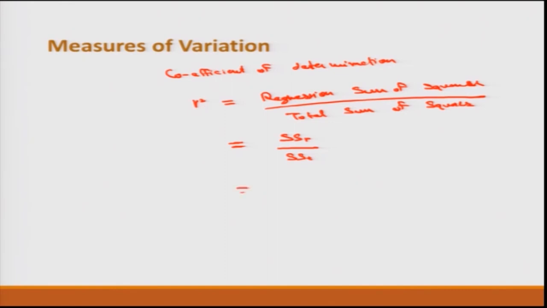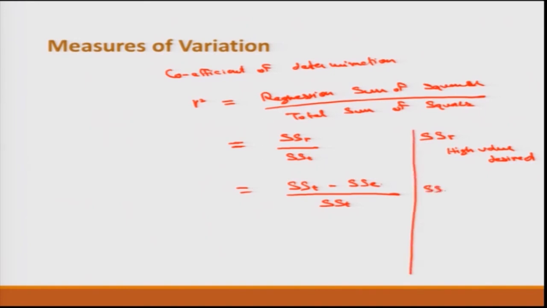And obviously this regression sum of squares is equal to total sum of squares minus error sum of squares, divided by SS total, which implies the lower value of error sum of squares would lead to higher value of R square. So, that means SSR high value desired and SSE low value desired.